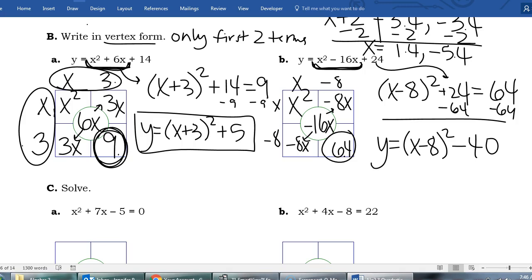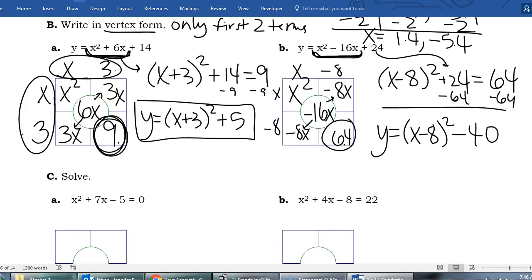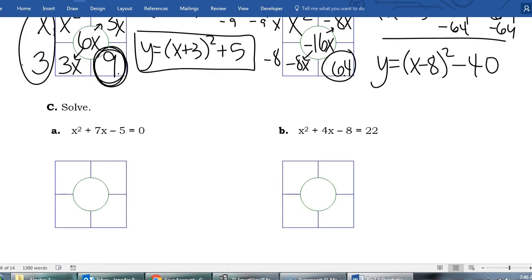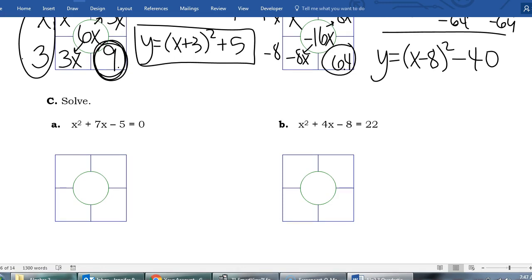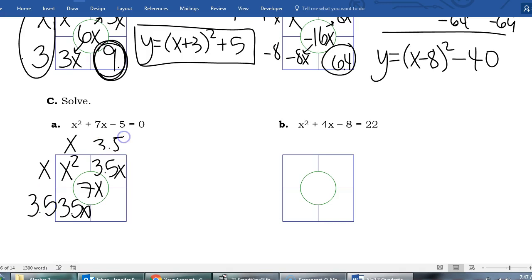So for these last 2, I did provide boxes if you need to use them. But I'm going to show you guys how to do it without a box as well. I'm going to do both. So if I use the box, I got x squared and I got 7x. Just like what I did up top, I'm going to split it in half, and I'm going to split it in half. And that gives me x twice, 3.5 twice. So I can write this x plus 3.5 squared.